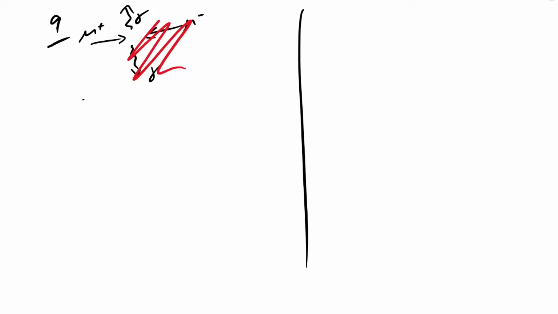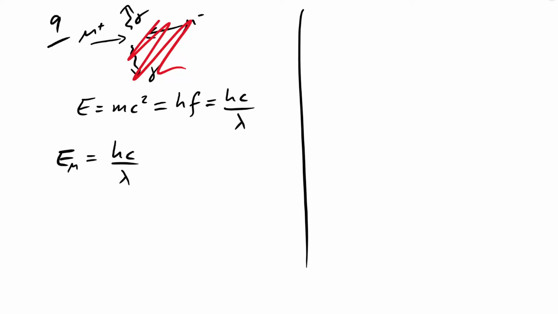Number 9, a muon and anti-muon annihilate. What's the maximum wavelength of the photons? Well, if the particles go in, then what we can do is just forget about half of it. So we can just say that E equals mc squared for one of the muons is equal to hf, which of course is equal to hc over lambda. Now you're not actually given the mass of a muon, you're just given the rest energy in mega electron volts. So we can say that the energy of the muon is equal to hc over lambda. We're looking for lambda, so just swapping these two around, we can see that lambda is equal to hc over the energy of that muon.